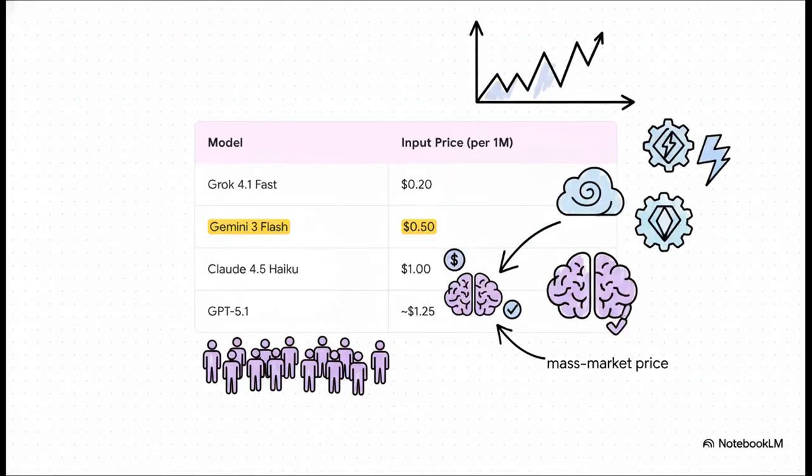So where does that price fit into the market? Well, while it's not the absolute rock-bottom cheapest thing out there, it aggressively undercuts all of its main high-performance rivals. It's creating this brand new sweet spot. You get top-tier intelligence, but at a mass-market price.